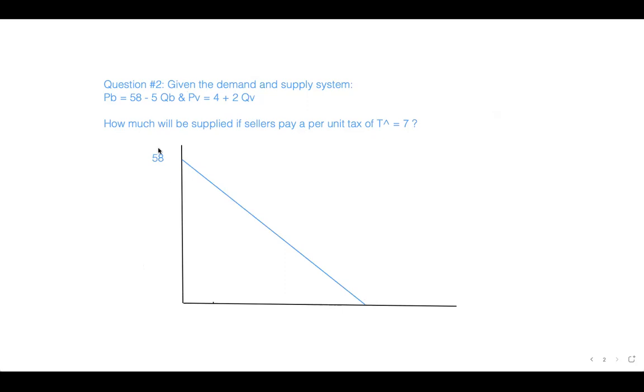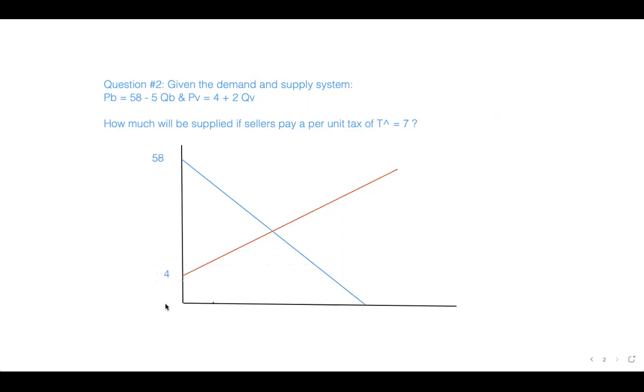I'm going to leave the dollar signs off just to make it a little bit quicker. And then for the supply curve, the vertical intercept, this one should be at what value? That one would be at 4.